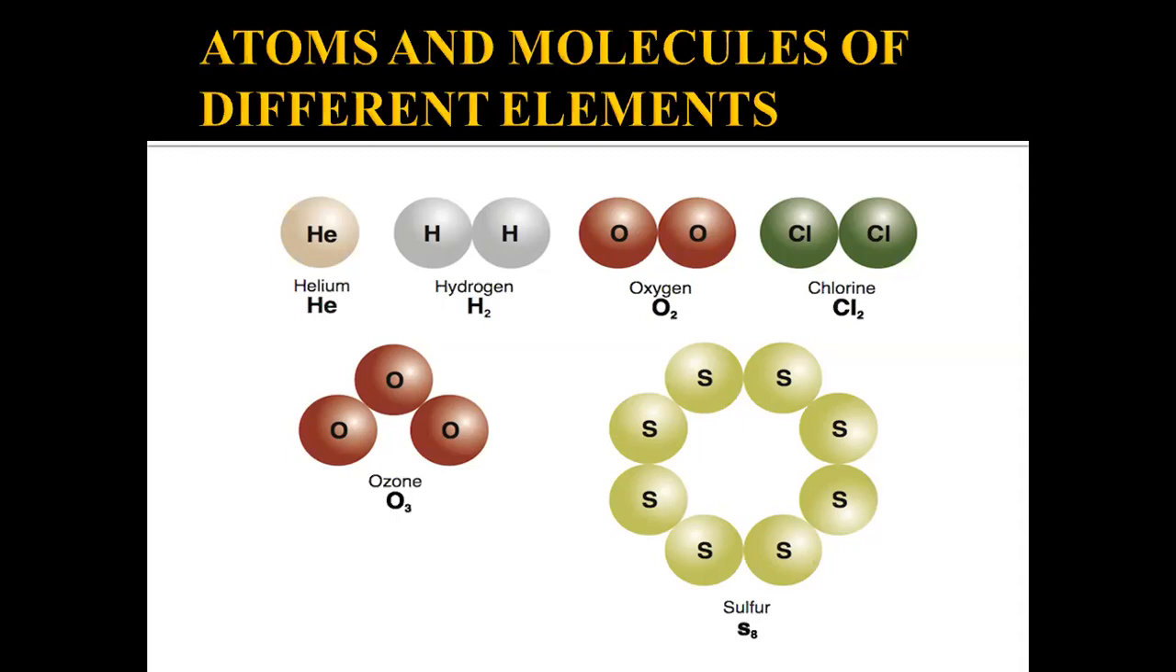Oxygen molecule is made up of two oxygen atoms. Chlorine molecule is made up of two chlorine atoms. Ozone molecule is made up of three oxygen atoms. Sulfur molecule is made up of 8 sulfur atoms. Remember, hydrogen, oxygen, chlorine, ozone and sulfur, they all have atoms of the same element joined through chemical means.